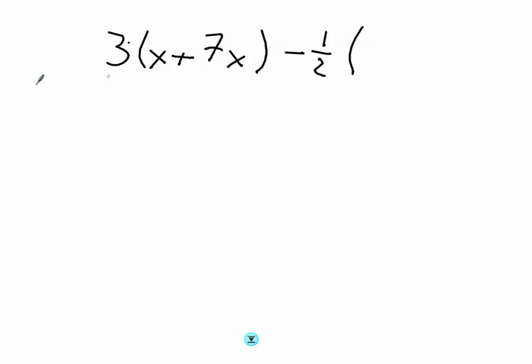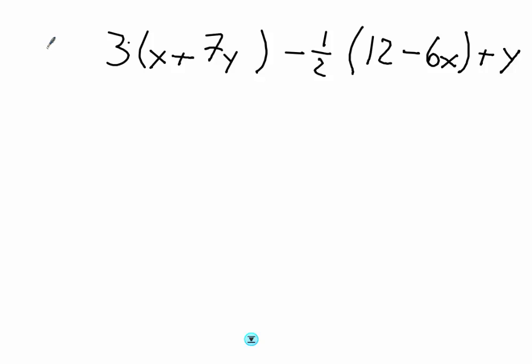Going on. This is going to be the hardest one, because what I'm going to do is combine combining like terms and the distributive property. I don't want this to be a 7x. I want it to have a y, so this is actually a 7y. And then here let's have 12 minus 6x plus y. So in total we have 3 times the quantity x plus 7y, minus 1/2 times the quantity 12 minus 6x plus y.